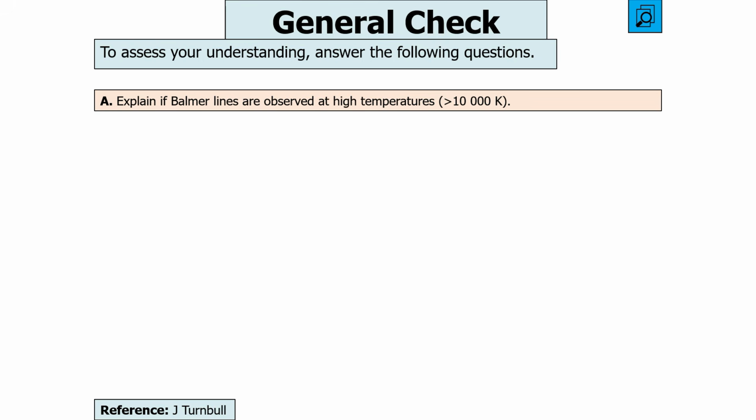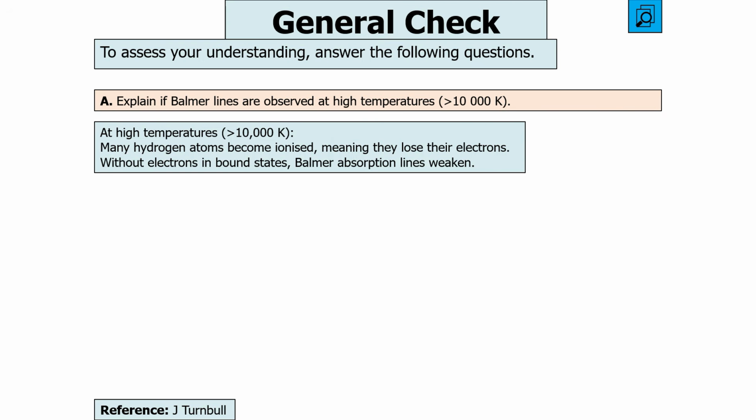Explain if Balmer lines are observed at high temperatures. At high temperatures, many hydrogen atoms become ionized, so they have lost their electrons. Without electrons in bound states, the Balmer absorption lines will weaken.